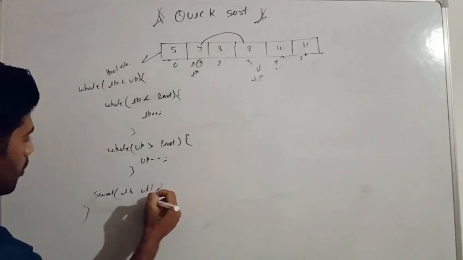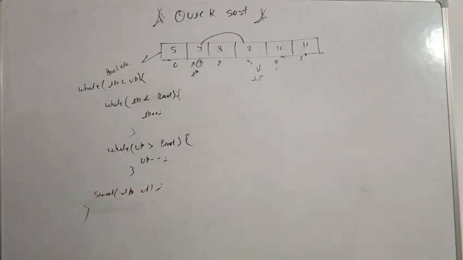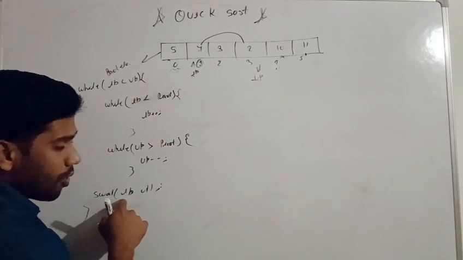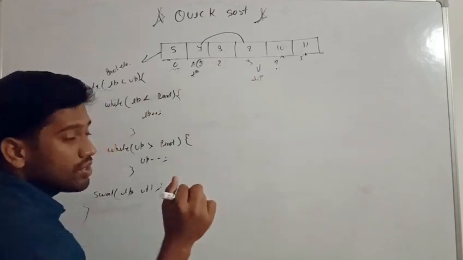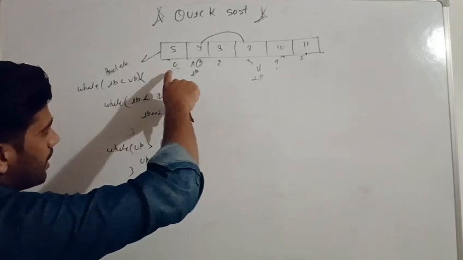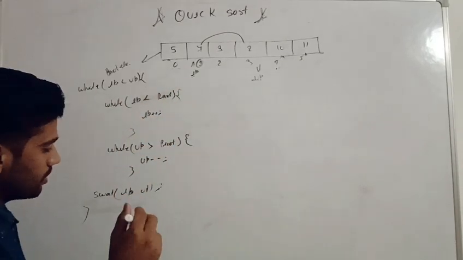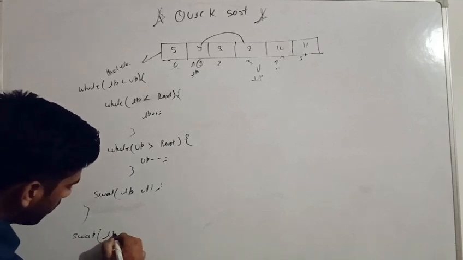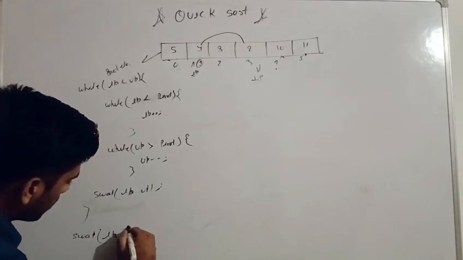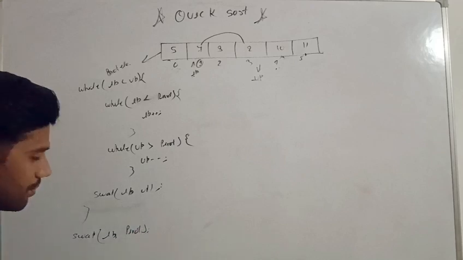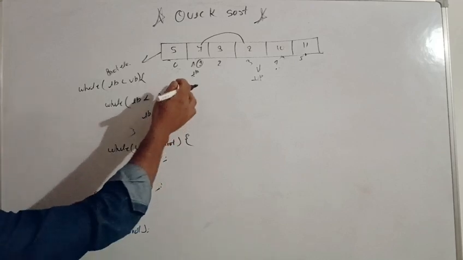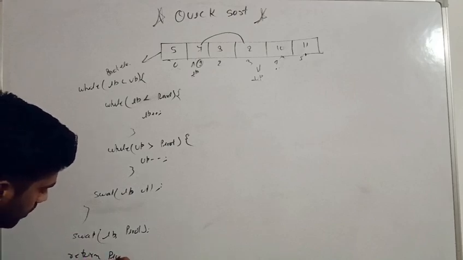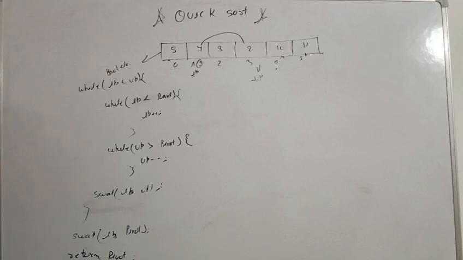And after this loop, when they have crossed, that time we have to swap, because the pivot element should be at the appropriate place. Then we can swap, after this loop, the upper bound and the pivot element, and the pivot should be returned as the partition element.